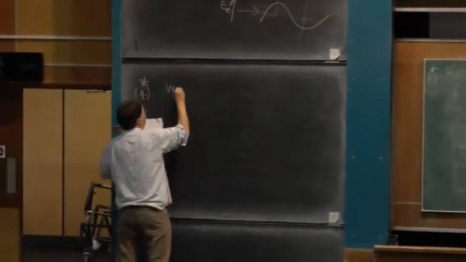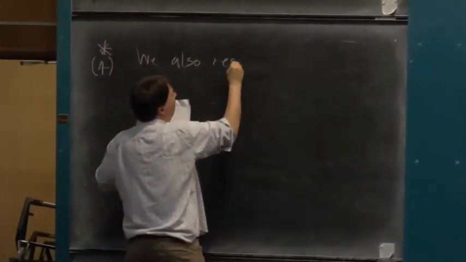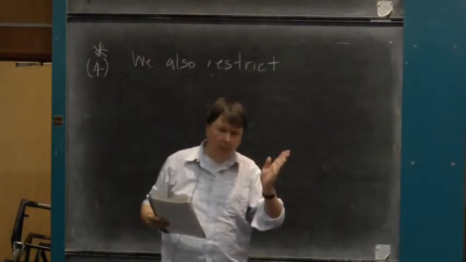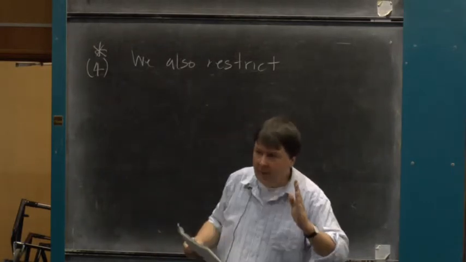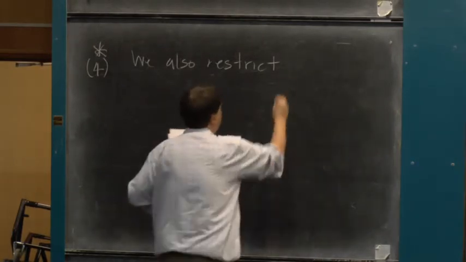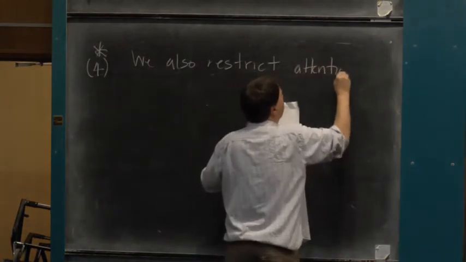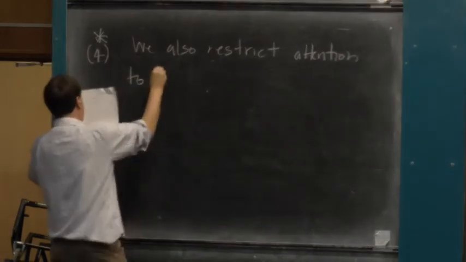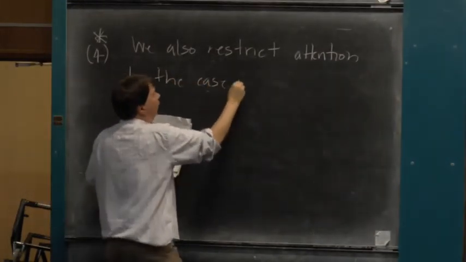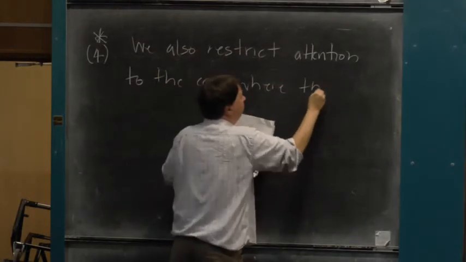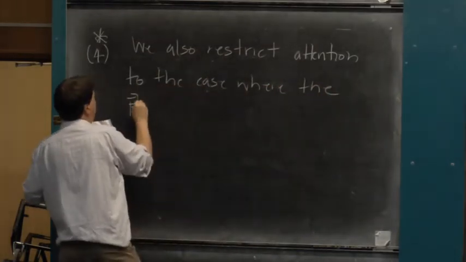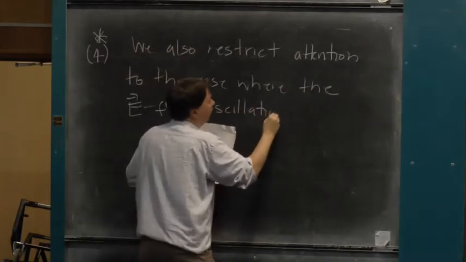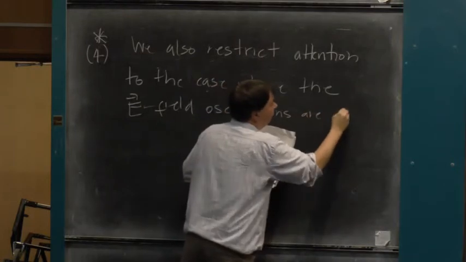We will also restrict attention. We will come back to release this, because again there are some effects where averaging over different polarizations is important. However, mostly we're going to restrict attention, excuse me, to the case where the E field oscillations are along one axis only.